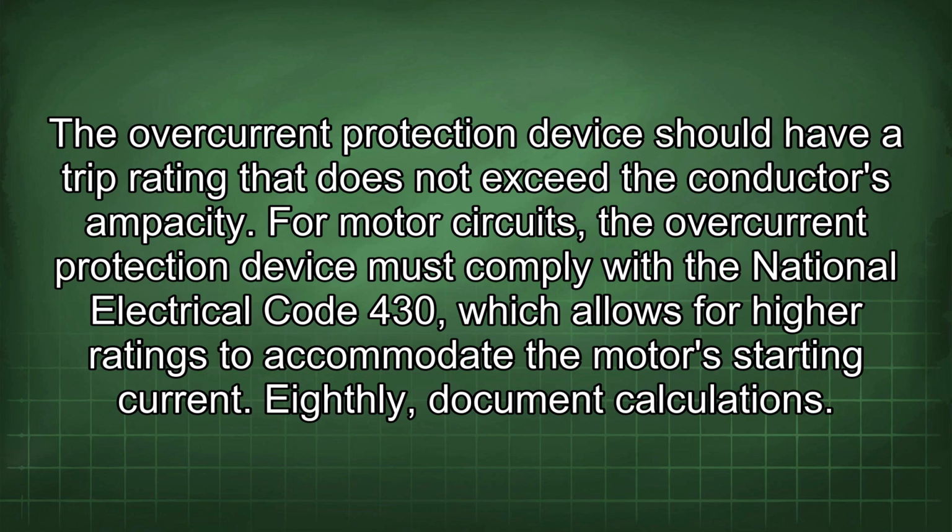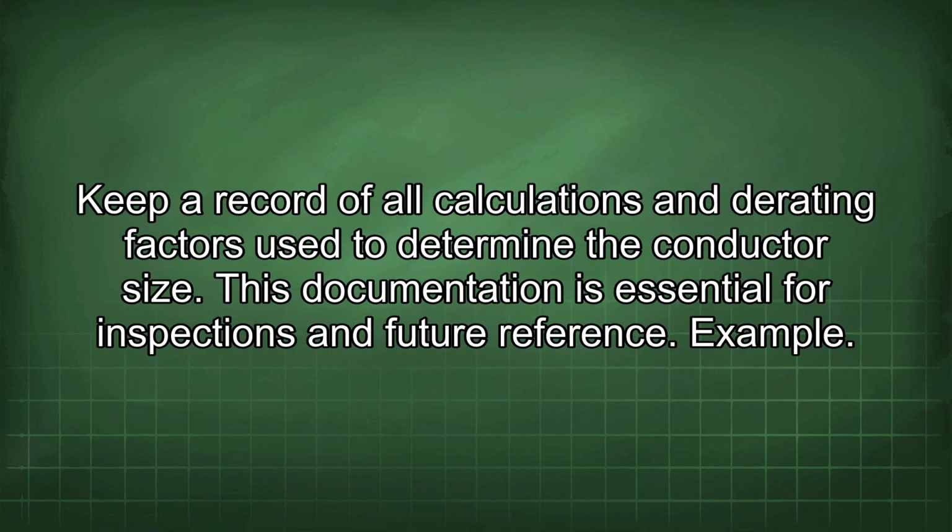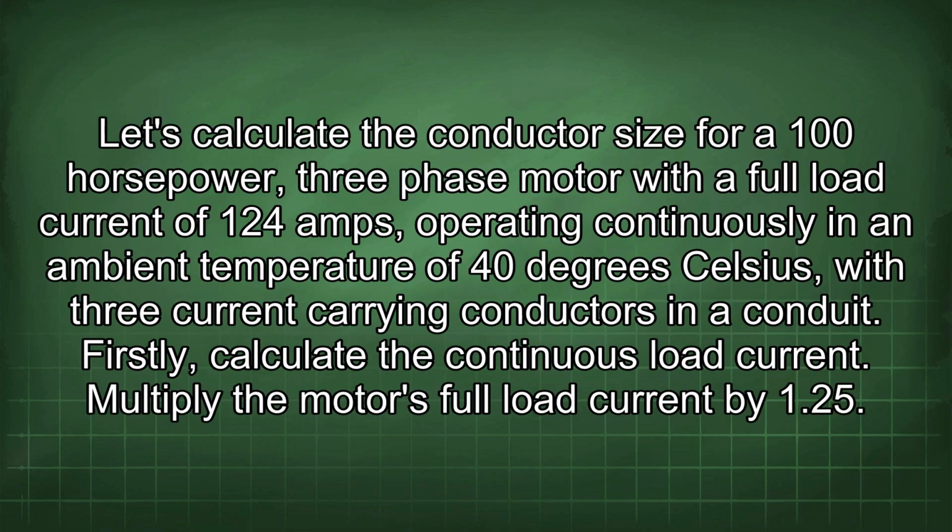Eighthly, document calculations. Keep a record of all calculations and derating factors used to determine the conductor size. This documentation is essential for inspections and future reference. Example: let's calculate the conductor size for a 100 horsepower, 3-phase motor with a full load current of 124 amps, operating continuously in an ambient temperature of 40 degrees Celsius, with 3 current-carrying conductors in a conduit.